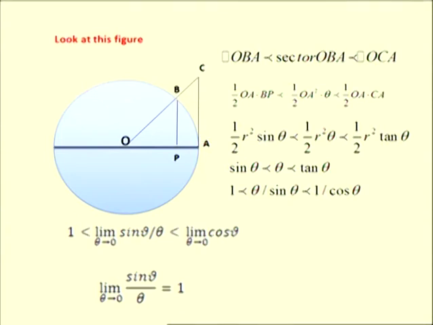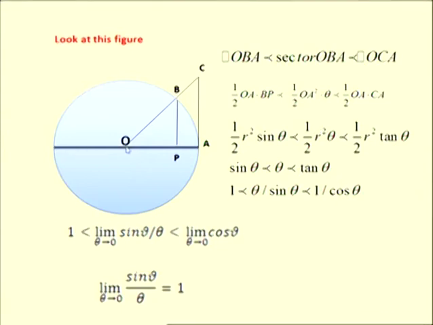Now the area of this triangle OBA is given by 1/2 OA times BP. What is OA? OA is this base. Look at this. And BP is the height. So this is the area of the triangle OBA.